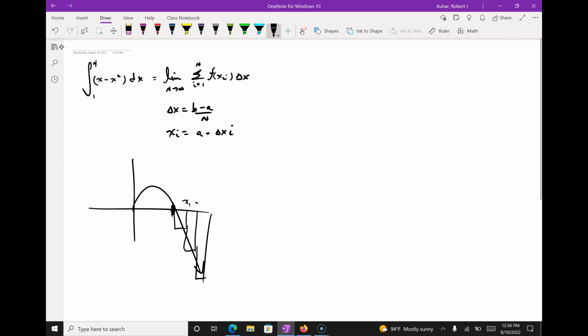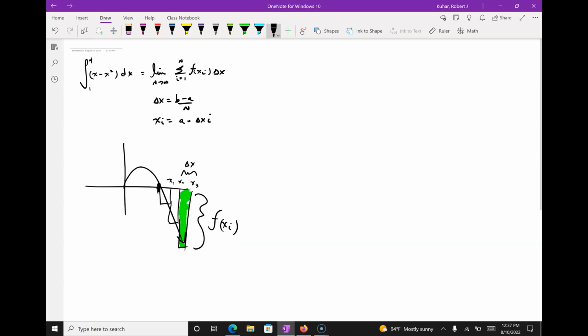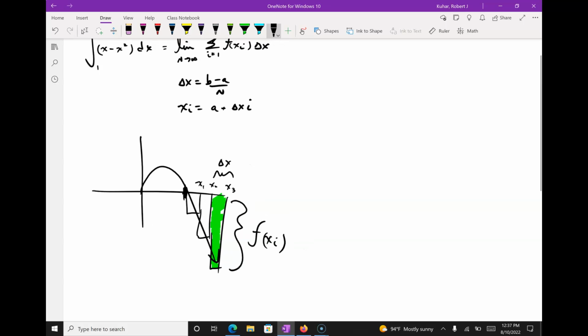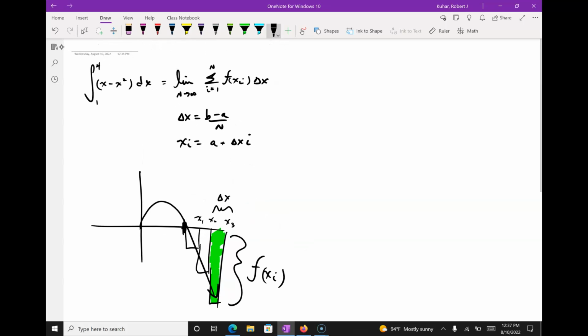Right, so this is x sub 1, this is x sub 2, this is x sub 3. Of course, the width is delta x, right? And the height is f of x sub i, the height of that one rectangle, right? And we're adding up all of those areas. Yeah, we're comfortable? We know what's going on? So let's do the left-hand side first, because that's easy, right? This is my area problem.